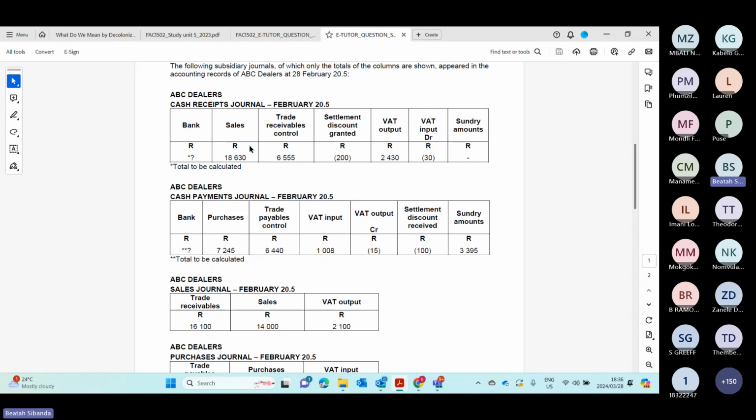So now let's determine the amount that we are going to take to the bank account. So we have the sales amount. So we sold.